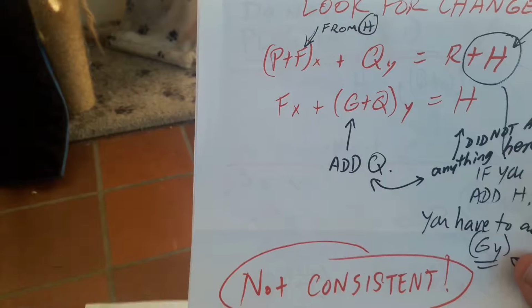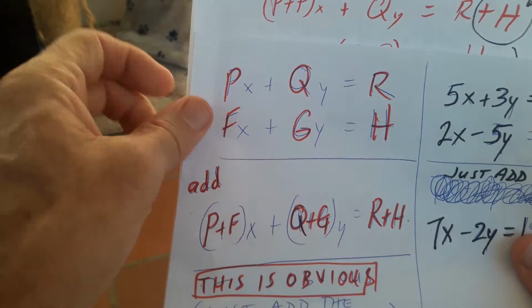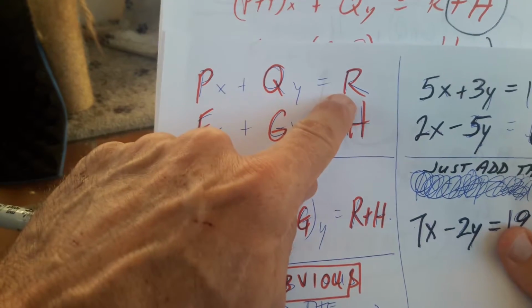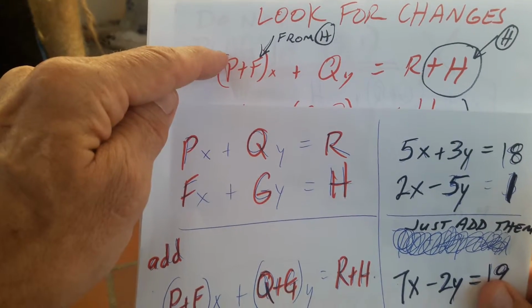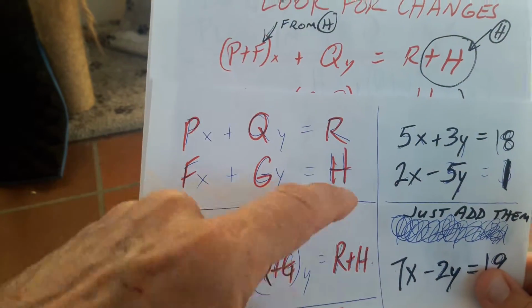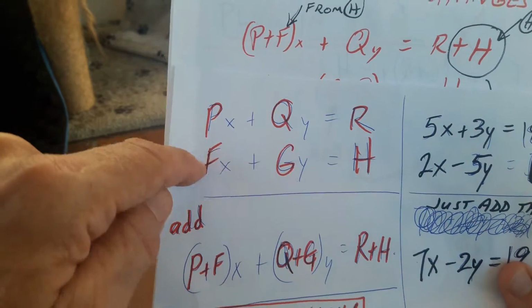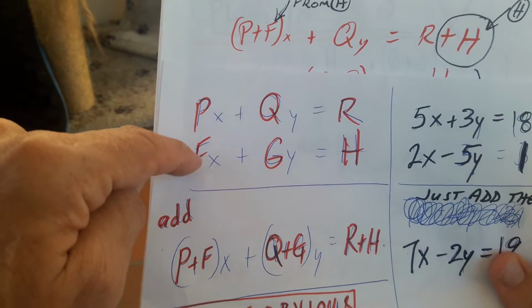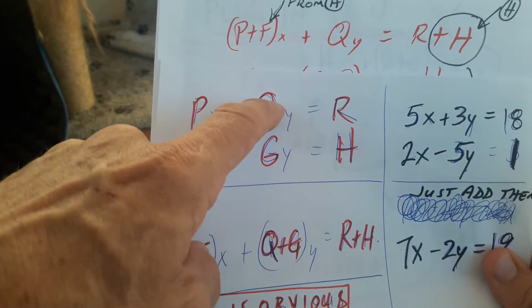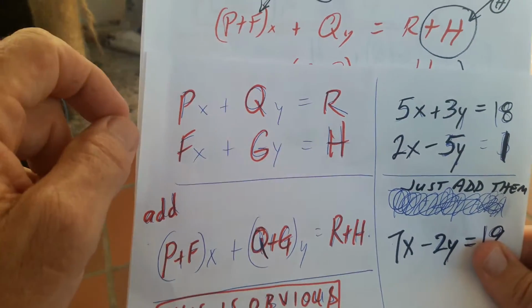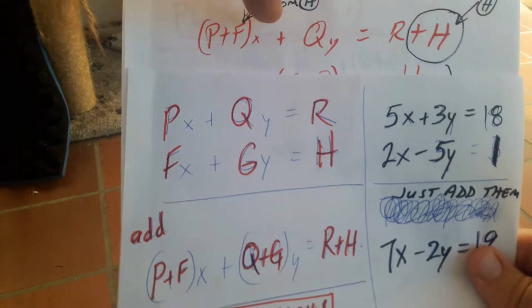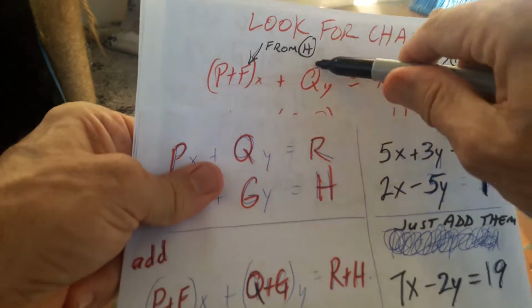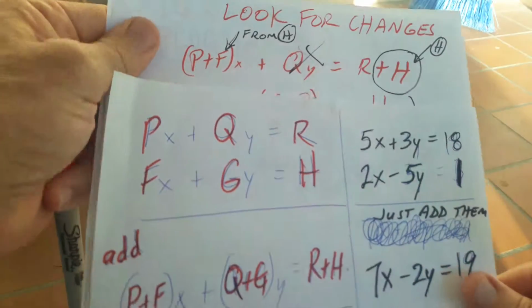For example, here's the original, PQR. Here's the change, PF and RH. Well, if you're adding H, yeah, you will add F. But if you're adding H, you got to add something to Q. So the F came from H, but there's no Q. Inconsistent.